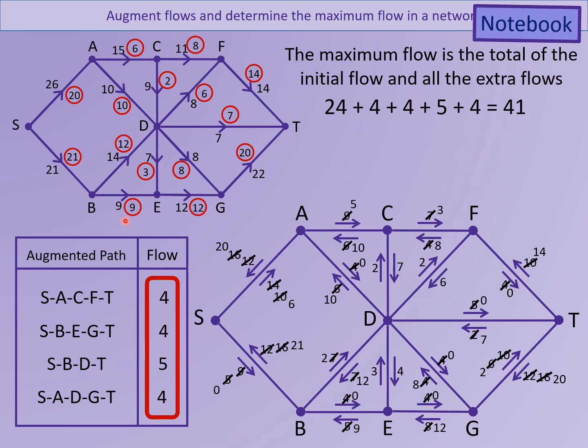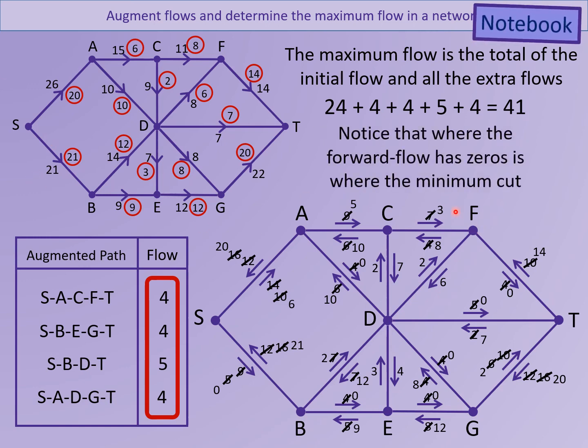It saves you having to calculate from the grid, although it's not hard because we can see it there: 20 and 21 makes 41. Or you can use the initial flow plus all these extras on this table. Both of them get the same result, a flow of 41. Can you find the cut? Yes, it's where all the zeros were. So 0, 0, 0, 0, that is where that minimum cut lies.